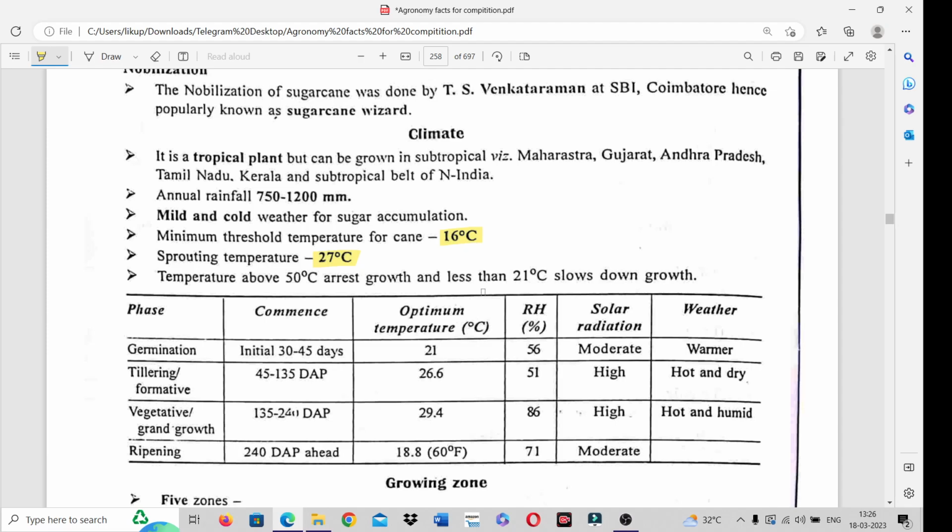Optimum temperature is 29 degrees centigrade for germination, tillering and formative is 26.6, vegetative and grand growth stage is 29.4, and ripening is 18.8. Relative humidity is 56, 51, 86, 81.